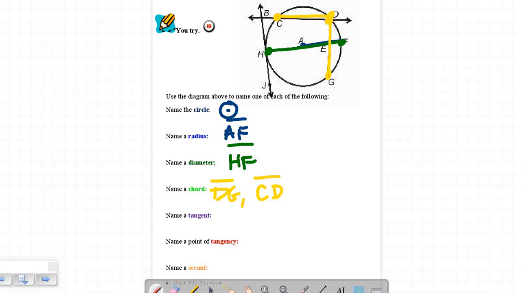But then I can come down here to a secant, and BD with the arrows. Notice I've added the arrows. That's a secant. So watch that notation very carefully. A tangent means to touch from the outside, so that's going to be BJ. That's a line. Of course, our point of tangency is H.